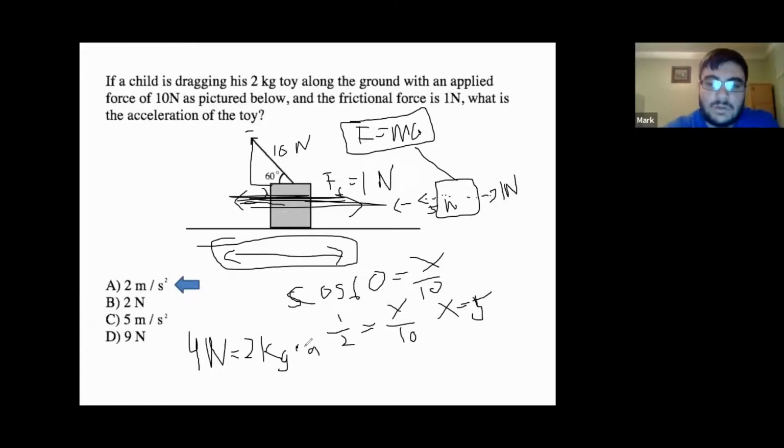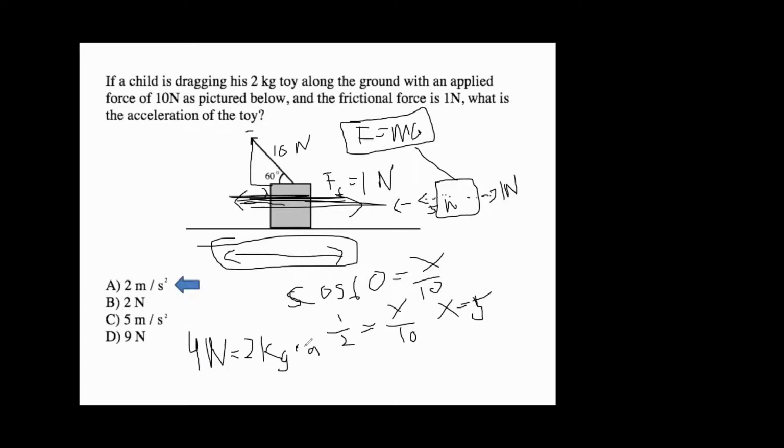Does that make sense? Or how did you cancel that out to get meters per second? I'm just trying to figure that out.